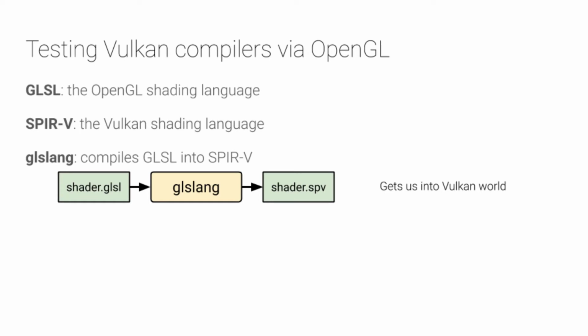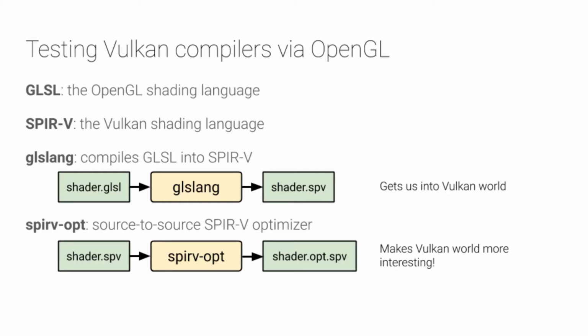The only thing is that glslang is deliberately a simple, non-optimizing compiler, and the SPIR-V it produces is thus not necessarily all that interesting. But there's another tool called spirv-opt, which is a source-to-source SPIR-V optimizer that takes some SPIR-V and turns it into an optimized form, and this allows us to make the SPIR-V we get from glslang a bit more interesting.